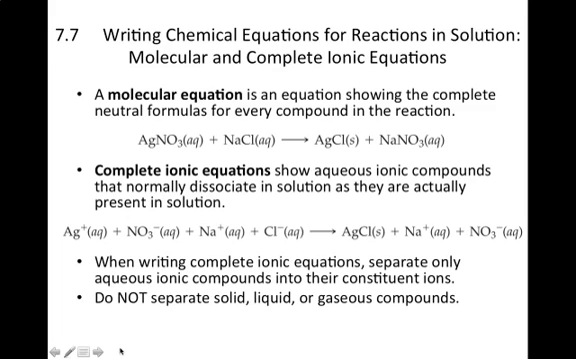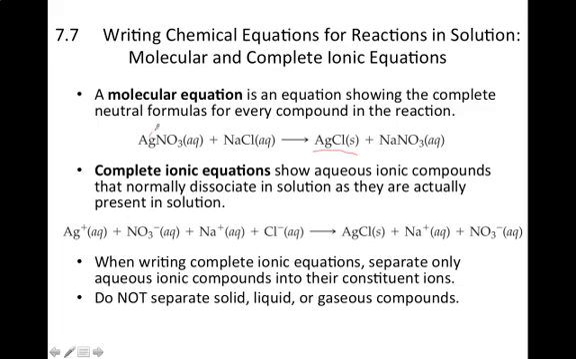Now what we want to do is talk about writing chemical equations for reactions in solution. We're going to talk about just writing the important stuff, what's called a net ionic equation, just the equation that is doing the chemistry to make something new. A molecular equation is like what we've been doing before this. It is an equation showing the complete neutral formulas for every compound in the reaction. So silver nitrate plus sodium chloride gives silver chloride, that's a solid, and sodium nitrate in solution.